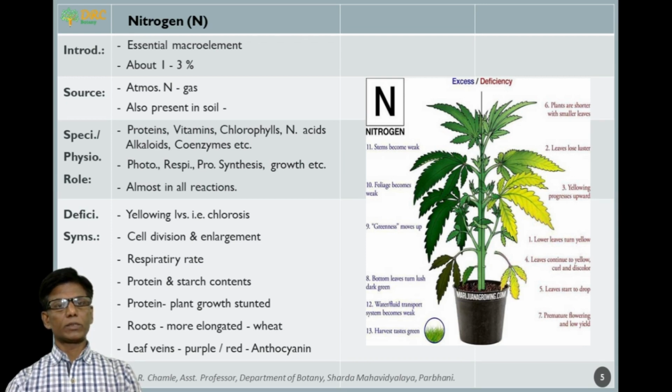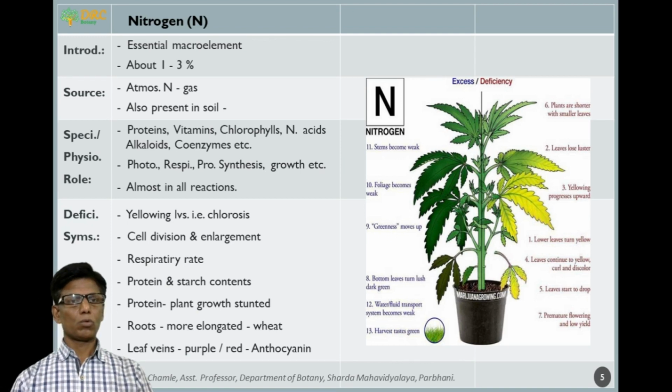In the soil, it is present in the forms of ammonium and nitrogenous salts like ammonia, nitrites and nitrates. Now we will see the specific or physiological roles of nitrogen in the plants. Nitrogen is an important component of proteins, vitamins, chlorophylls, nucleic acids, alkaloids, coenzymes, etc.